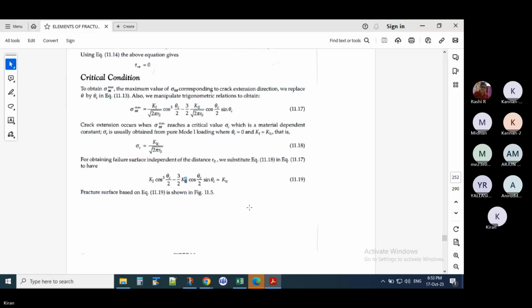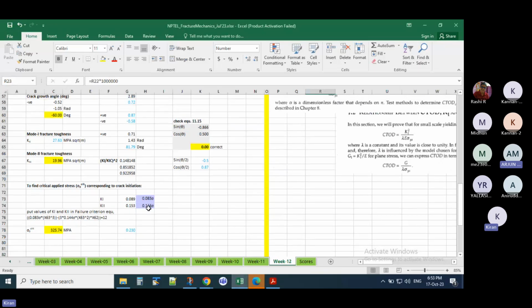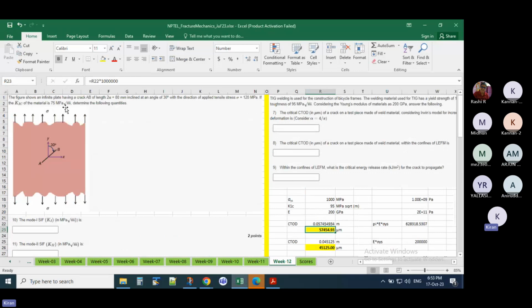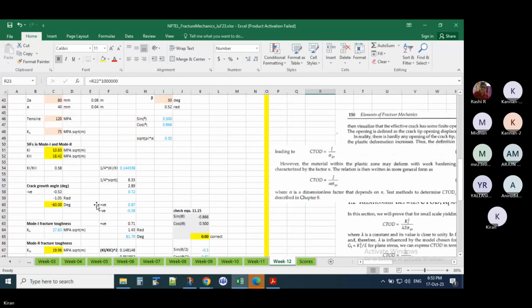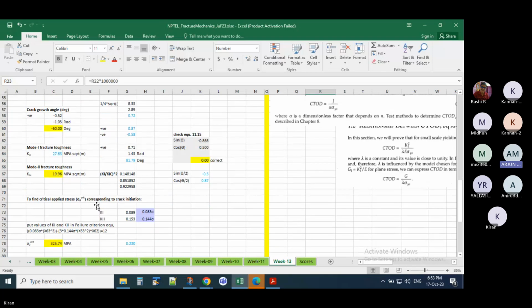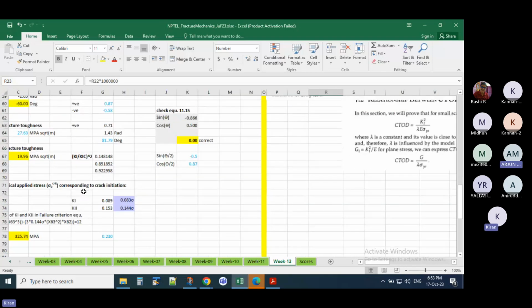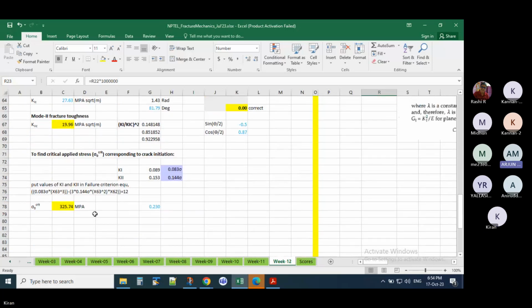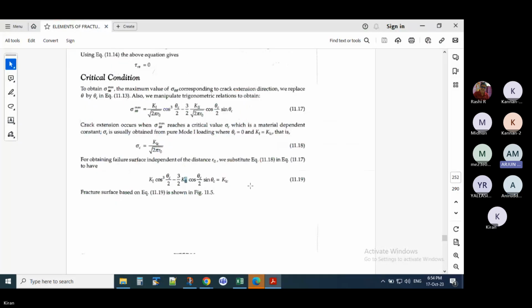And K1C also you might be knowing. In this question they have written it, K1C they gave. So, K1, K2 are known; the unknown which we have to find out is sigma theta theta. So I think you have to just solve 11.17 for sigma theta theta. Yeah, 11.17 is there, no?